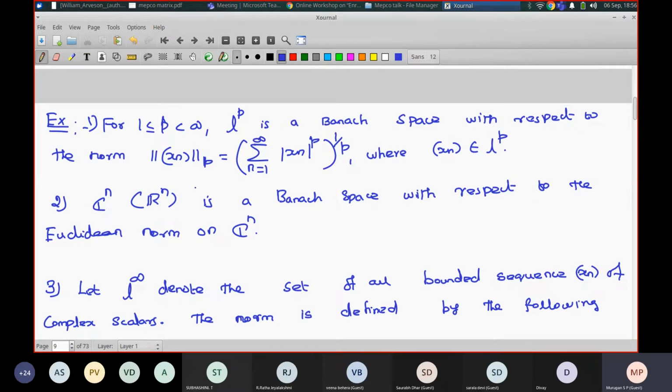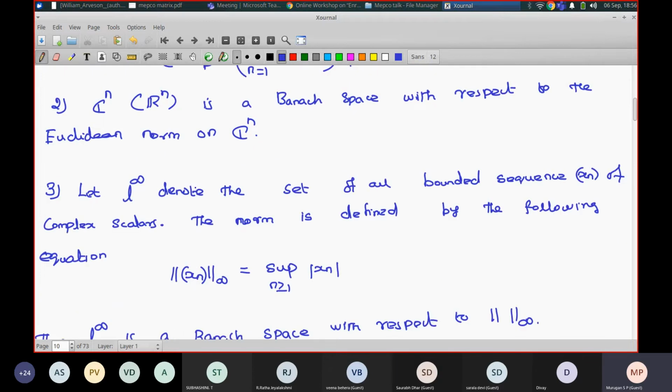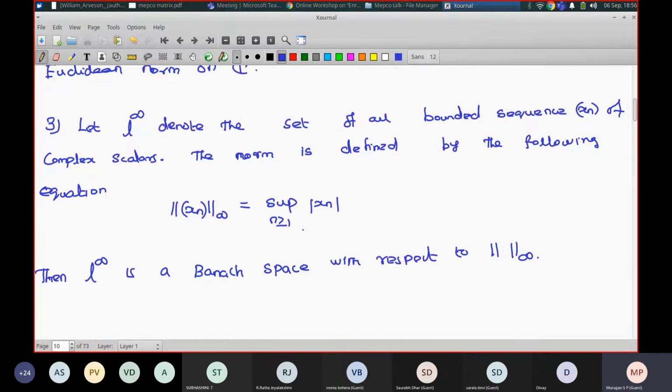Okay, so the next one is l infinity. I am introducing it here only. Let l infinity be the set of all bounded sequences of complex numbers. Then the norm is defined by the following equation. Because it's a bounded sequence, you can naturally define the supremum quantity. So this is the infinity norm, the sup norm. With respect to this, l infinity is a Banach space, right?